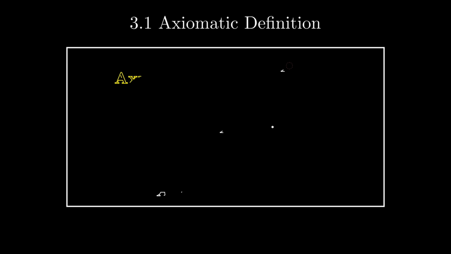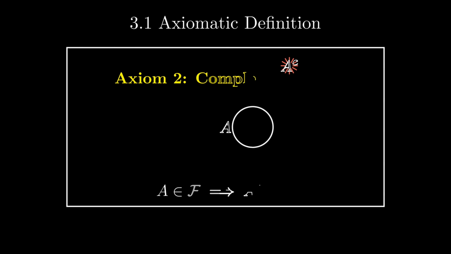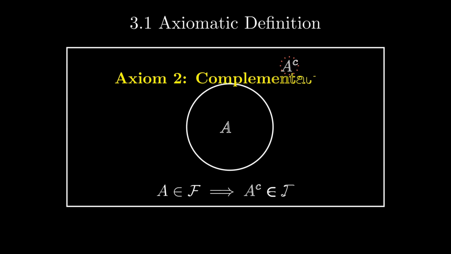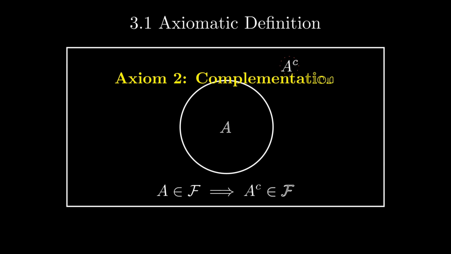Axiom 2. Closure under complementation. If A is in F, then A complement is in F. Implication: if we can determine the probability that an event did occur, we must logically be able to determine the probability that it did not occur.